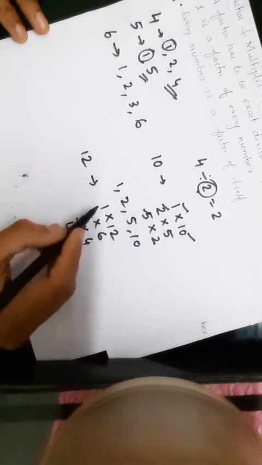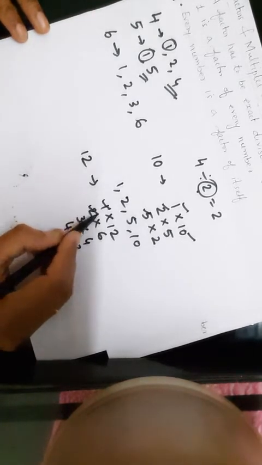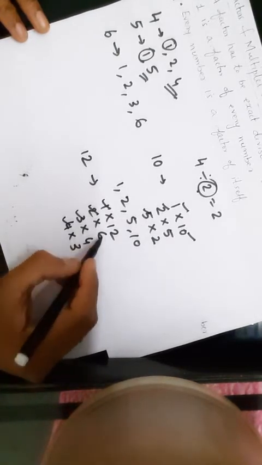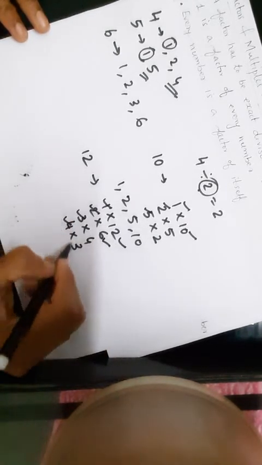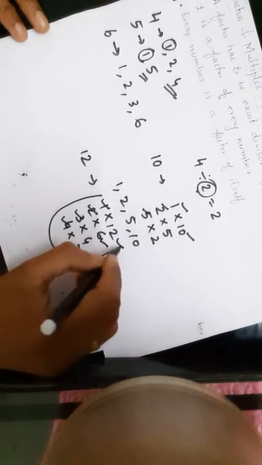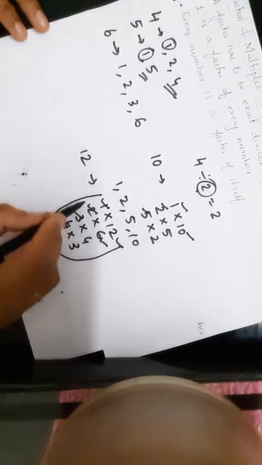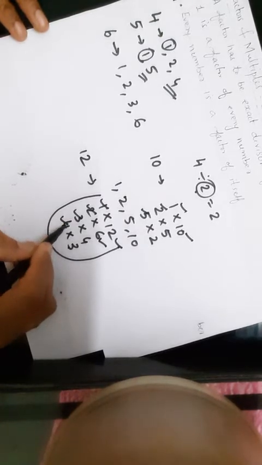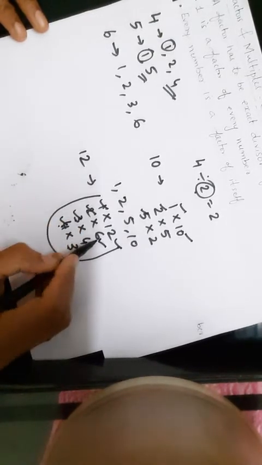Now we will stop here and write the factors. 1, 2, 3, 4. Again here 3 and 4 came. Here 6, 12. All these numbers to take. We do not repeat the same number 3 and 4 again, because we already wrote 3 and 4. So 1, 2, 3, 4, 6, 12.